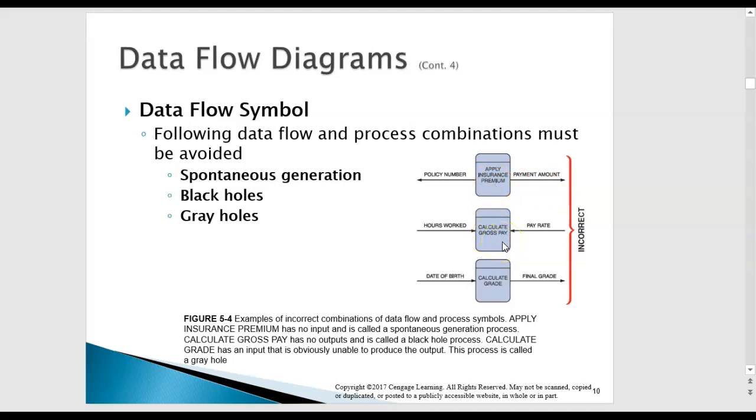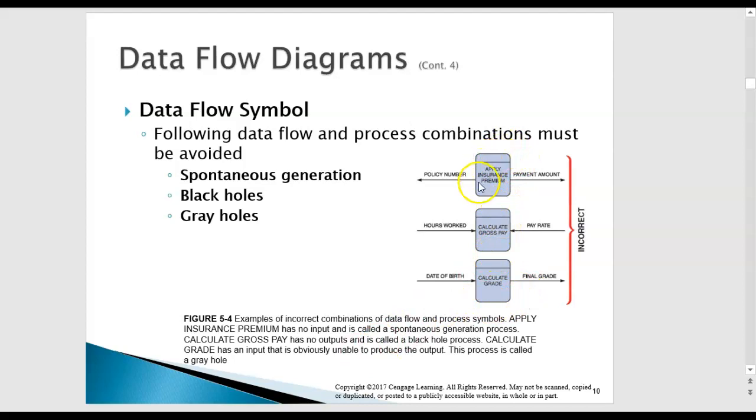In the second one, calculate gross pay is only taking inputs, but it does not show an output after the gross pay has been calculated. And finally, the third one shows an incorrect input, which is not sufficient to perform the process and output the final grade for the student.